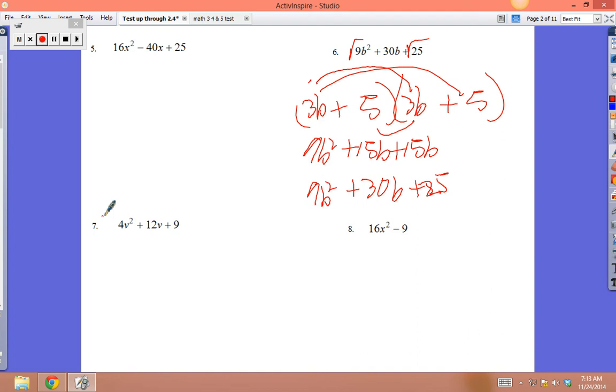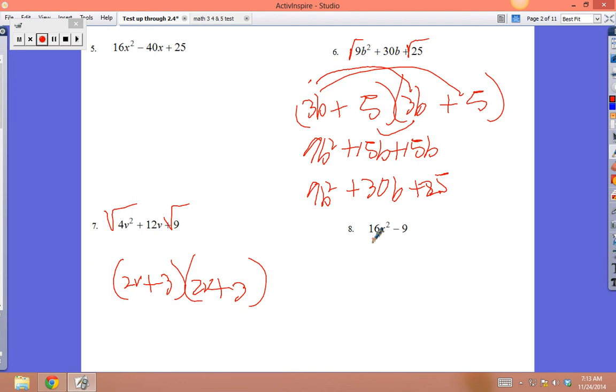Number 7, that's a perfect square, that's a perfect square, so it's going to be easy. They get the 4v squared from a 2v times a 2v. They get the 9 from a 3 times a 3. The middle is a positive, so it's got to be plus plus. Or you can just write 2v plus 3 squared.